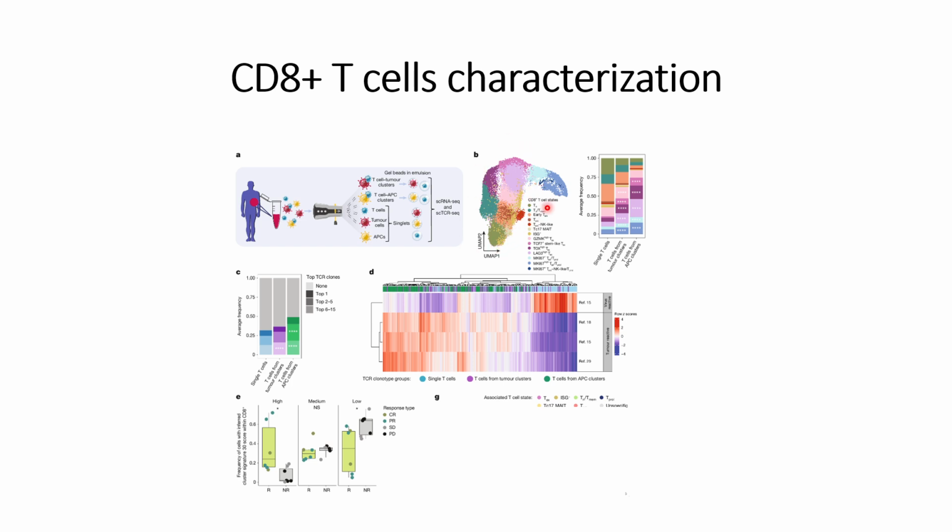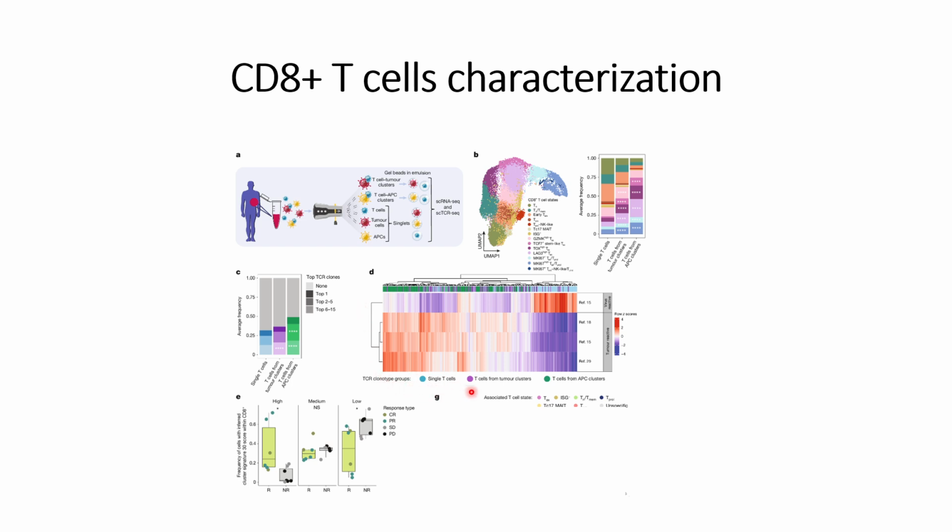Out of these 14 different states, they were able to see that naïve T cells are more commonly found in the single T cells, whereas the proliferating T cells are more found in the clustered T cells, either with tumors or with APC. They also checked the TCR clones, and they were able to see that TCR clones are more expressed in the clustered conditions, either with tumors or with the APC, whereas the single T cells have the lowest amount of TCR clones available.